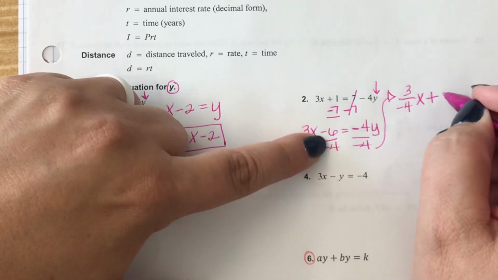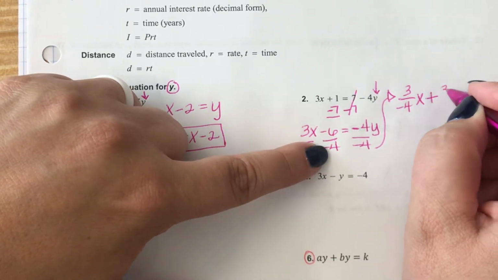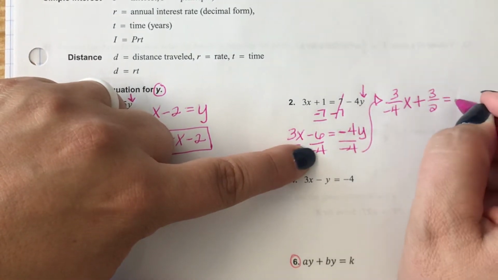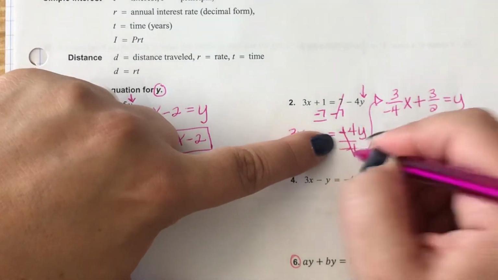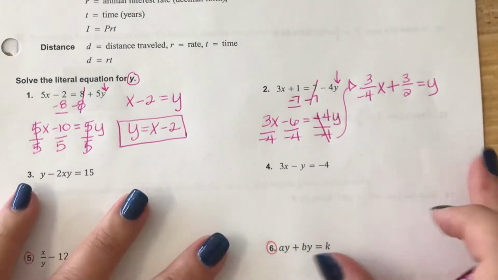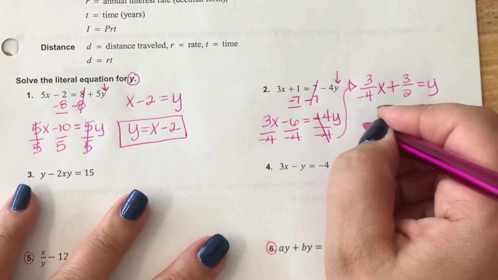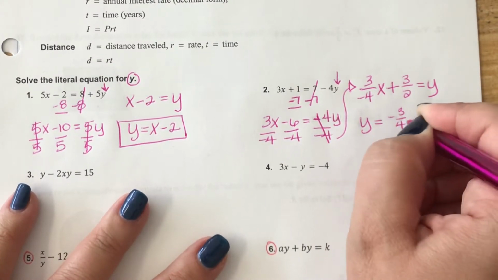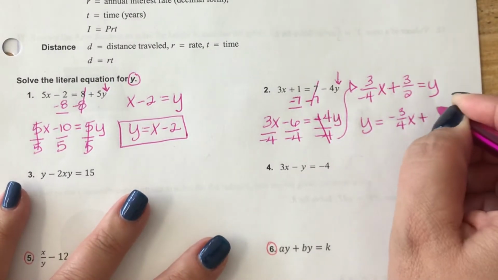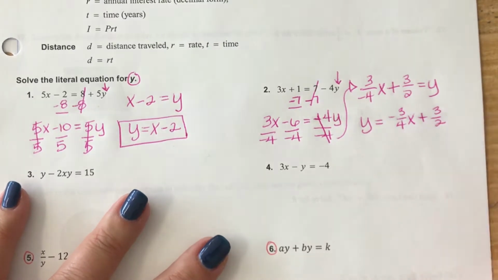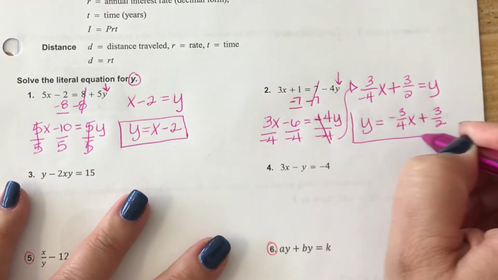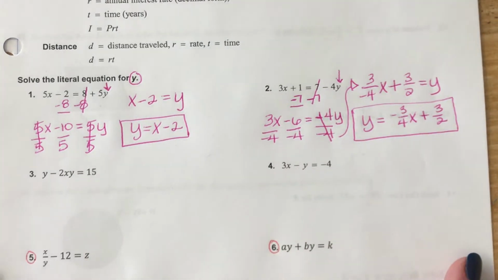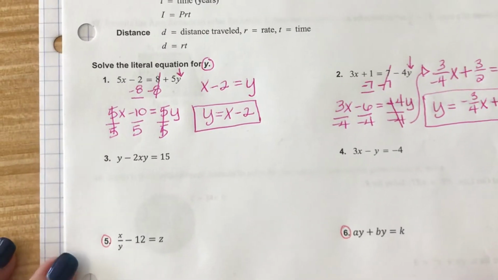I want you to see that and notice that and know that 6 over 4 does simplify to 3 over 2. And that's still now equal to just y because this canceled. Okay, and if I reorganize that with the y in front, y is equal to negative 3/4 x plus the 3 over 2, and that's the rewritten version of the formula, or the literal equation is what I should say.